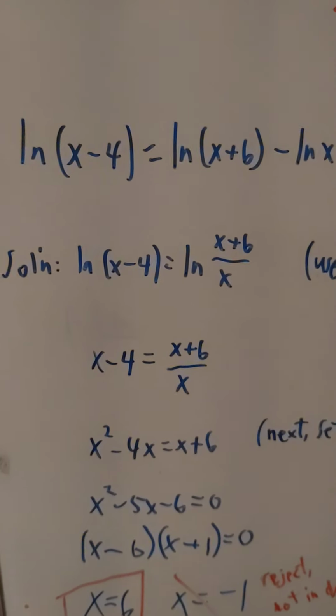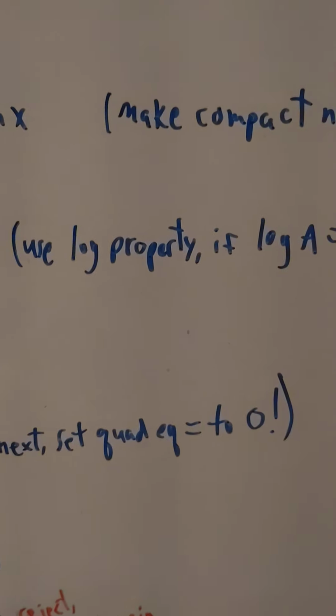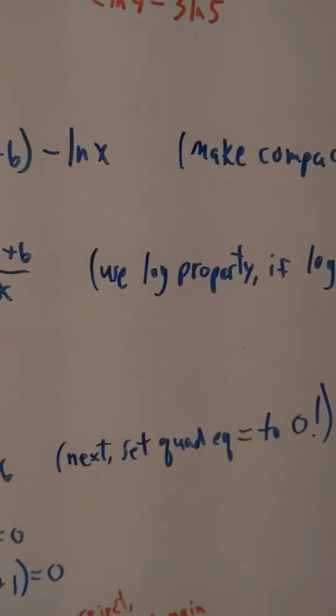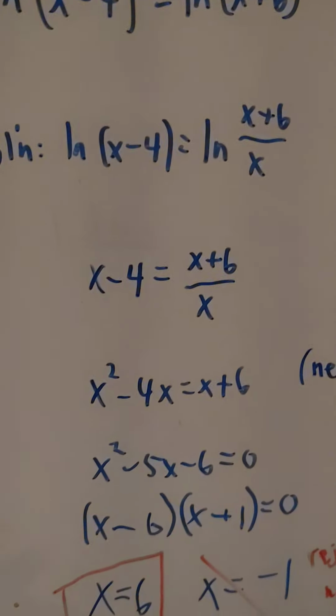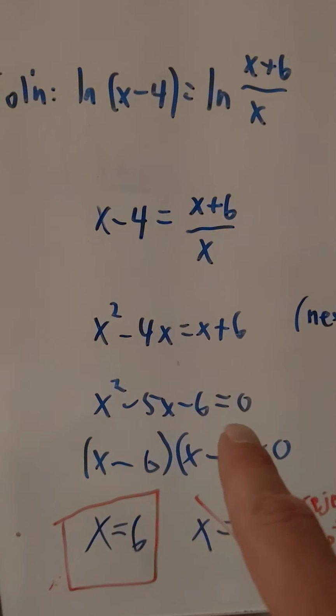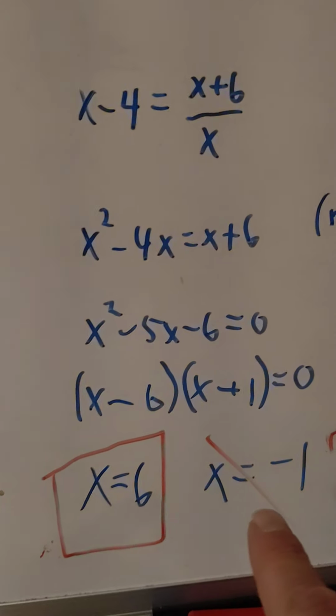And what's the best way to solve a quadratic equation? What do you have to think of right off the bat? You have to think of set quadratic equations equal to 0. That's a good thing to always remember with quadratic equations. 99 times out of 100, you want to set equal to 0. So I did that. And now let's factor. And by the zero factor property, we get these two answers.